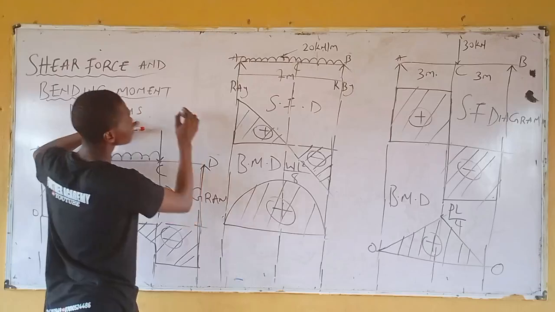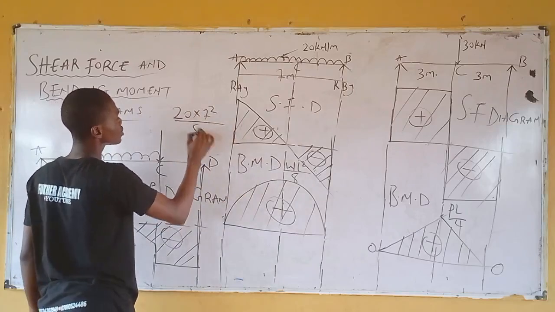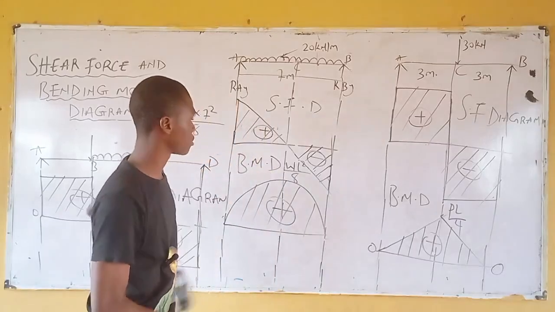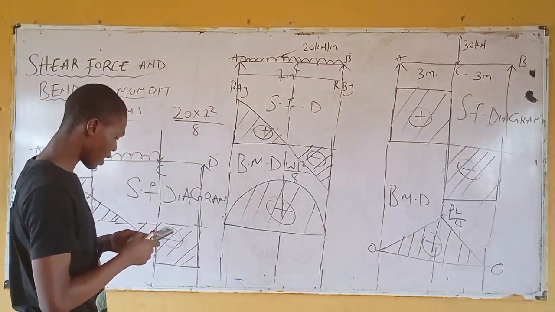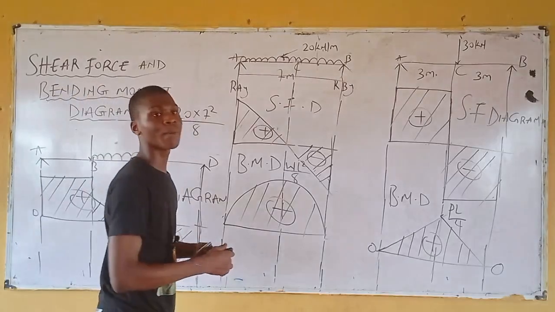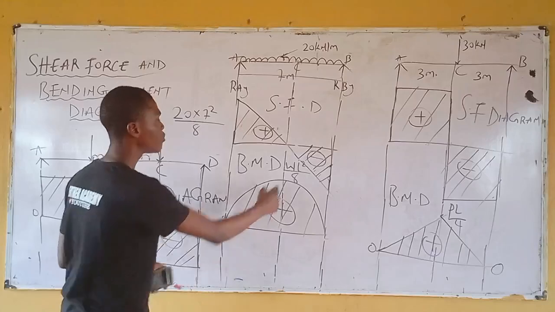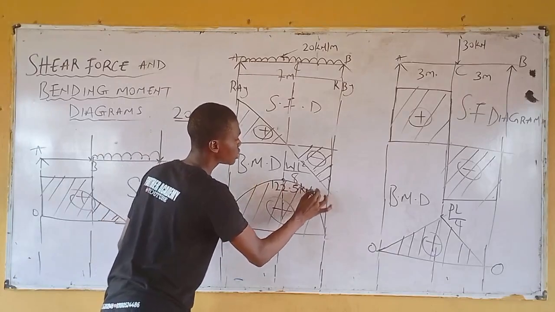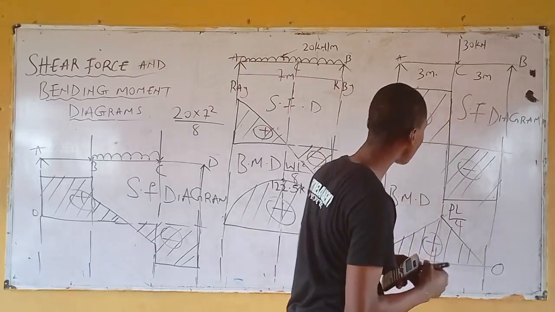How do you get the value here? 20 times 7 square over 8. What's the answer, please? Let me press my calculator. I'm having 20 times 7 square all divided by 8. I'm having 122.5. Meaning that by the normal calculation I would have done, I'm going to get 122.5. I'll make use of this formula. So at this point, what do I have? 122.5 kilonewton meter.